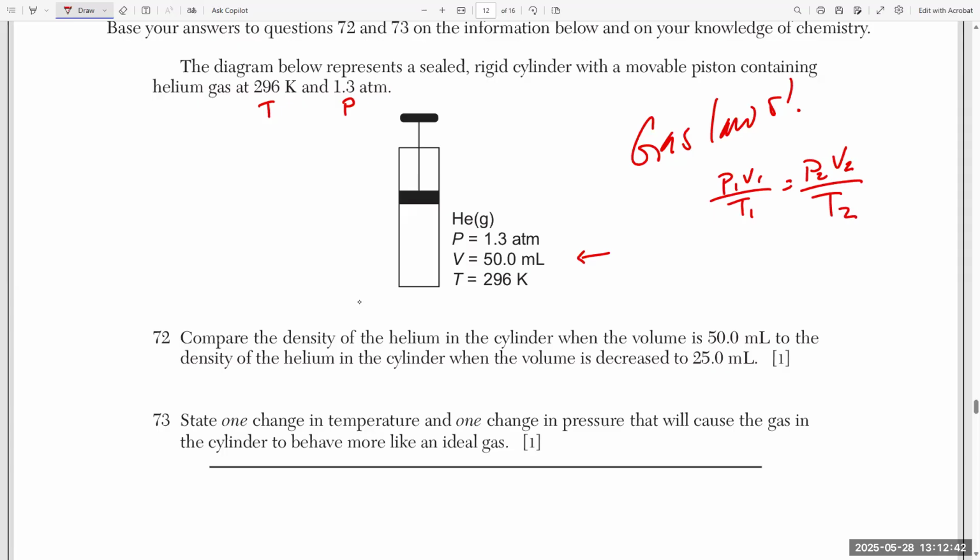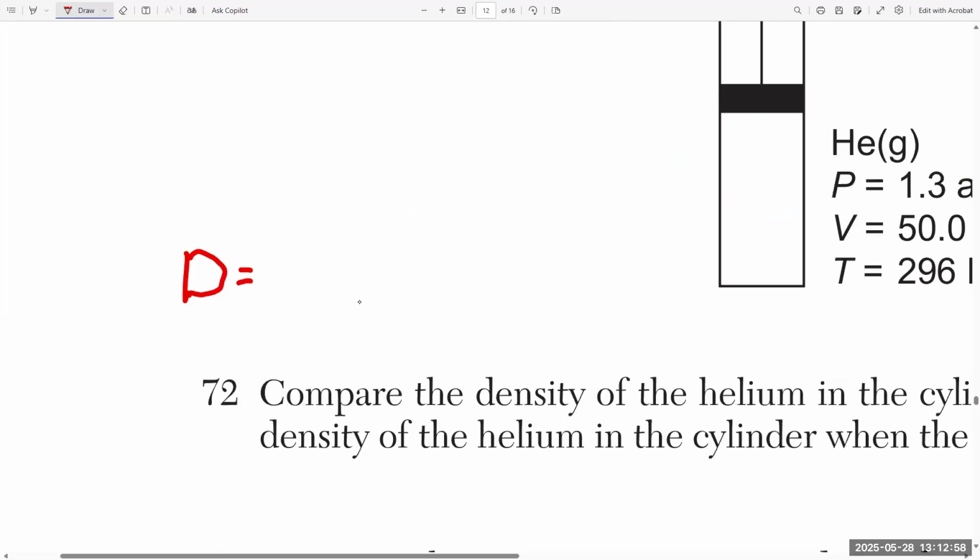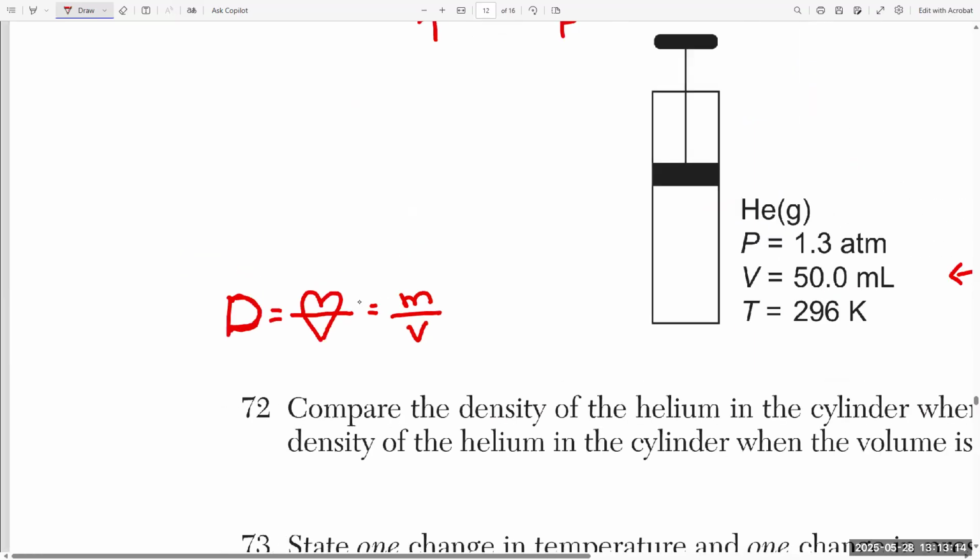Compare the density of the helium in a cylinder when volume is 50 to the density of the helium in the cylinder when the volume is decreased. All right, so let's take a look. You guys remember from class what density is equal to? Remember, density is equal to what? What is it, kids? Density is equal to a broken heart. So what does that mean? What's on the top of the heart? Mass. What's on the bottom? Volume. So that's how I remember density.